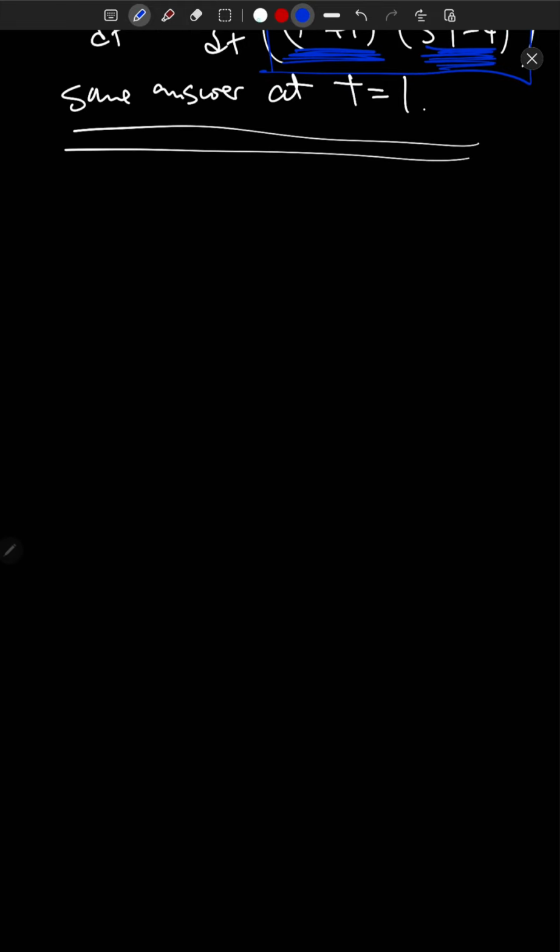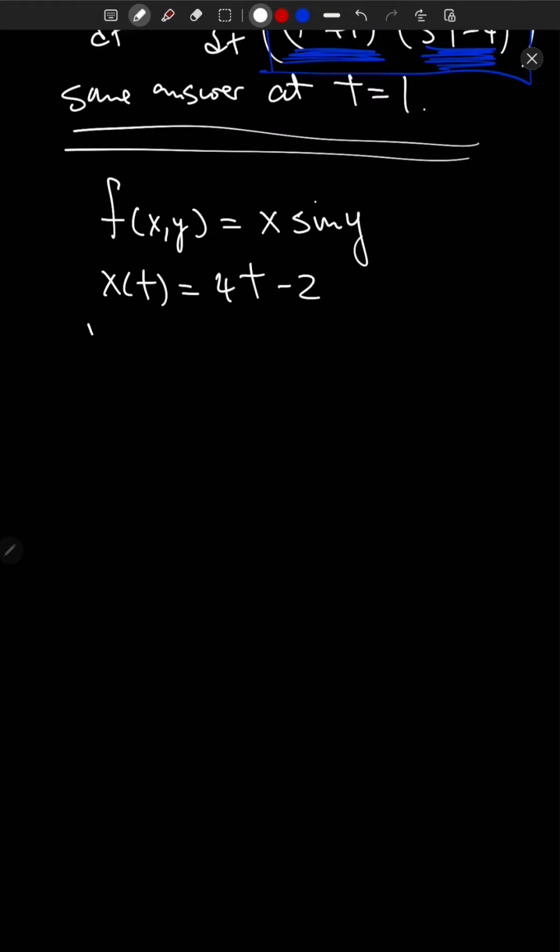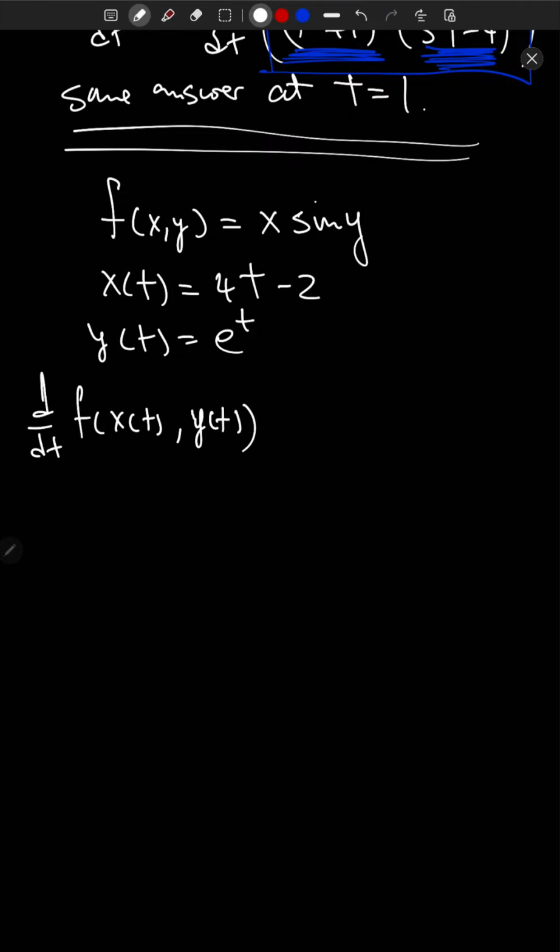Let me quickly just do one more example, just to make sure we're all okay with this. So f of x comma y, let me do something x sine y, just something very simple. x of t equals 4t minus 2. y of t equals e to the t. All right. And let me look at f of x of t, y of t. d/dt, right? What is that?